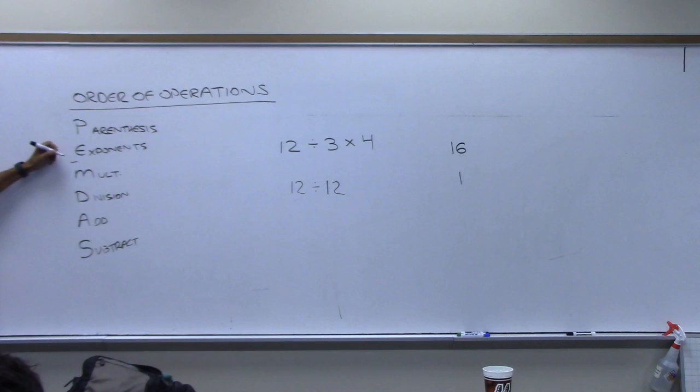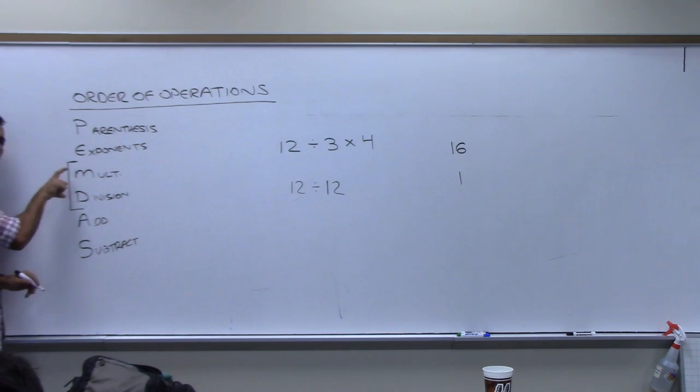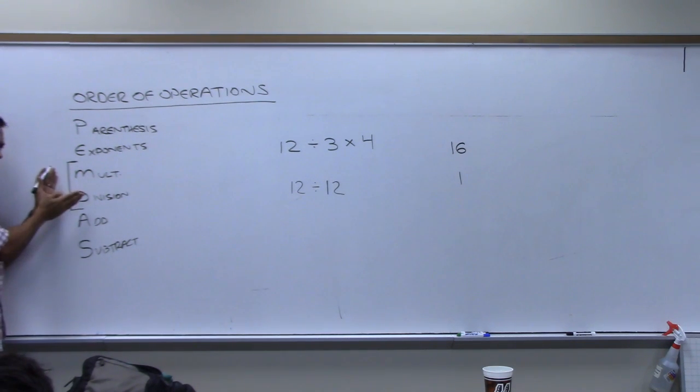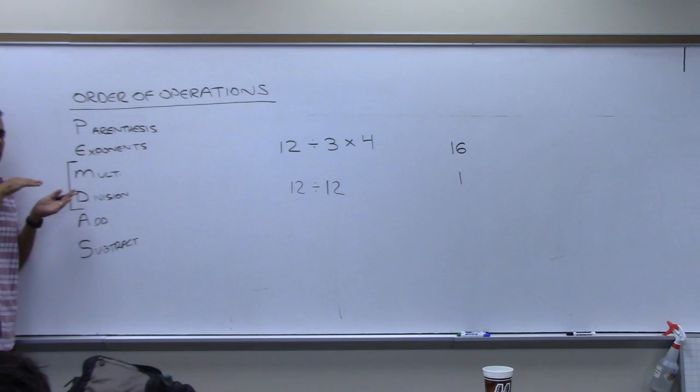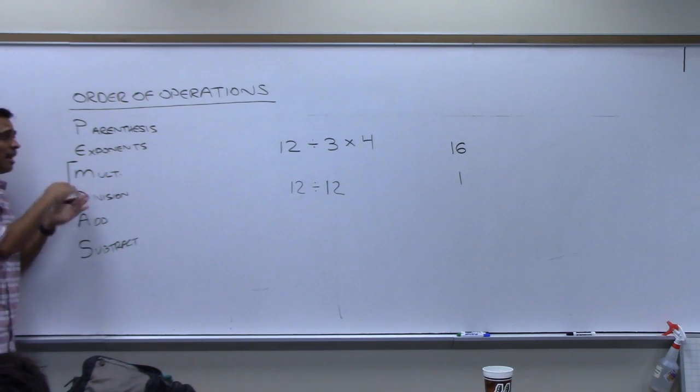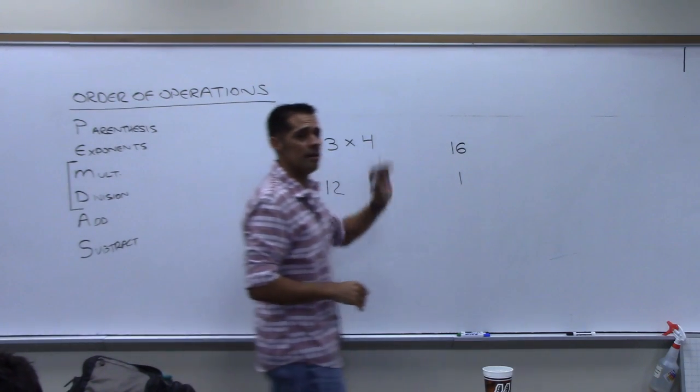On multiply and divide, whichever one comes first. That's right, as they appear from left to right, the way you read a book. These are equal, okay? Multiplication and division are totally equal operations. It's not multiply before divide. It is whichever one comes first as you read the problem from left to right like a book.